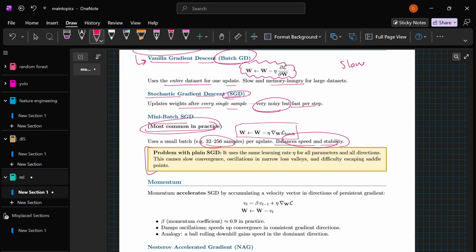But plain SGD has a big problem. It uses the same learning rate for every parameter in every direction. This causes slow convergence and oscillation in a tricky loss landscape. Okay, and it makes it really hard to escape saddle points.